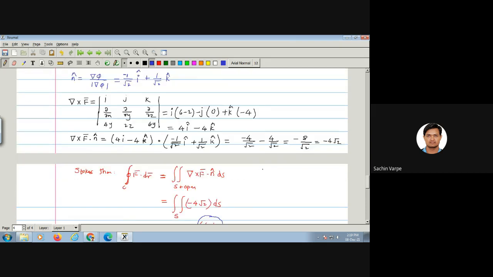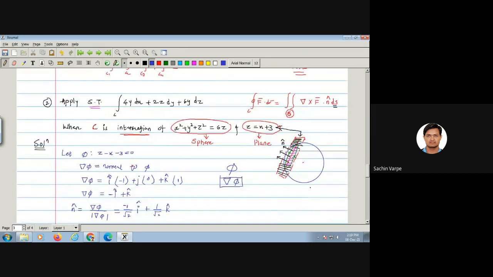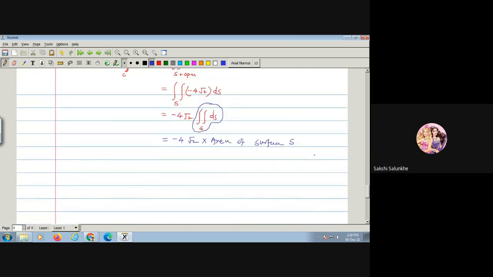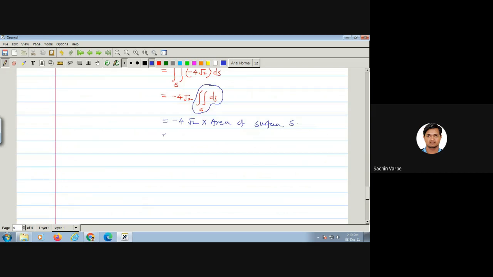But what is the surface S given here? S is actually the circular surface, and that means the area of the circle. Is this clear? Yes. S is nothing but the circle. So that is minus 4 root 2 into the area of the circle.